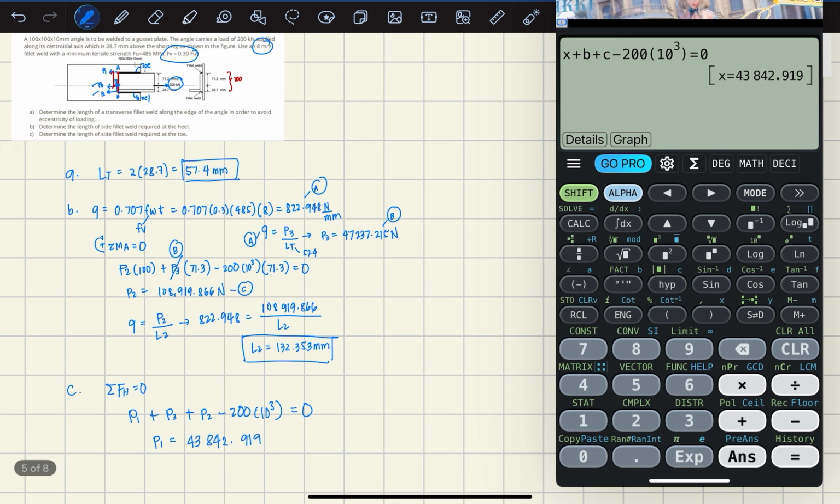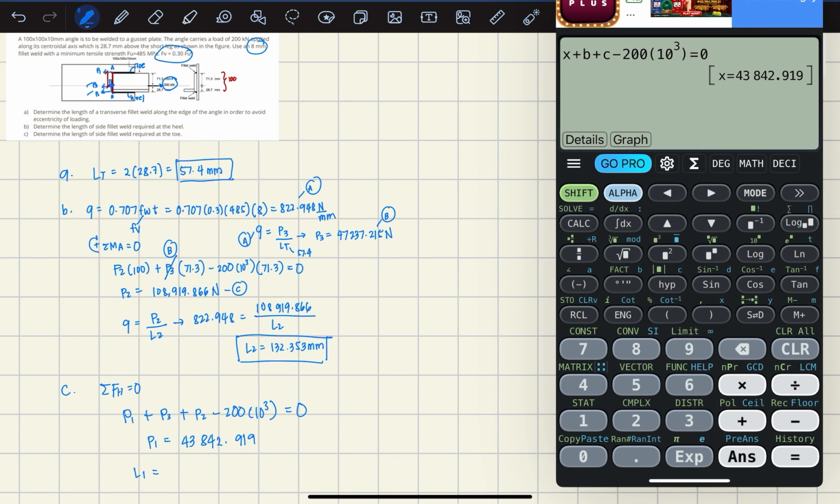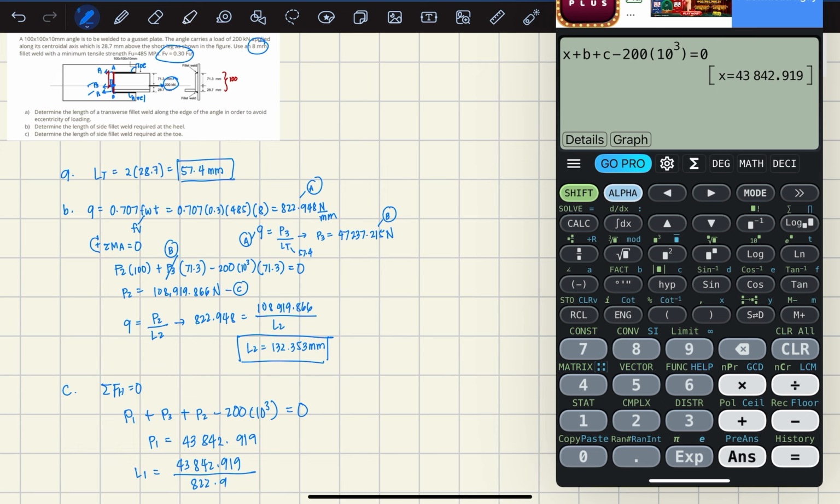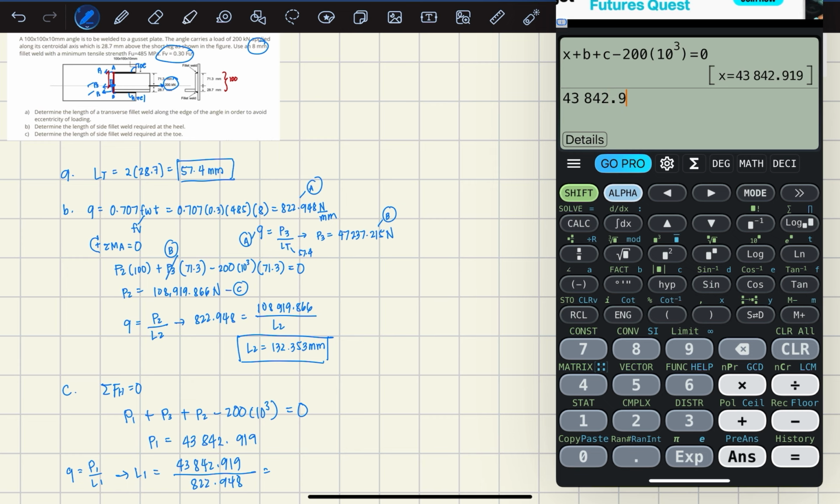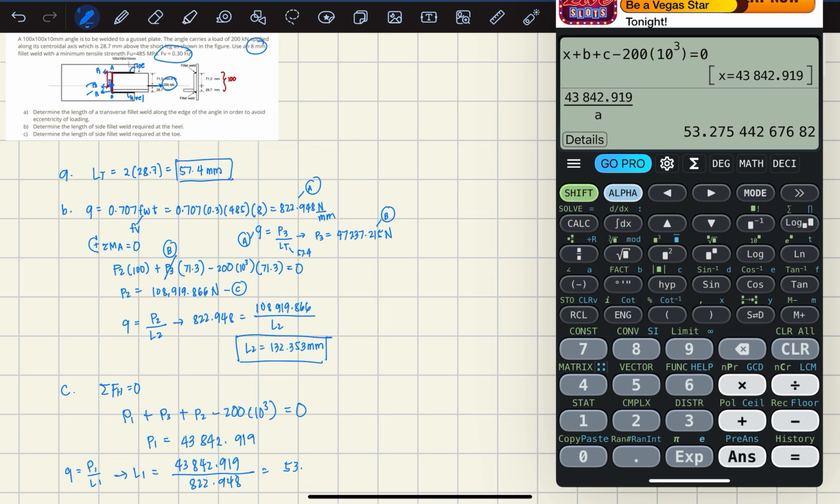So, your P1 is 43,842.919. Then to solve for the L1 of P1, L1 is equal to 43,842.919 over Q, 822.948. This comes from Q equals P1 over L1. Therefore, our L1 is 43,842.919 over 822.948, which is 53.275 mm.